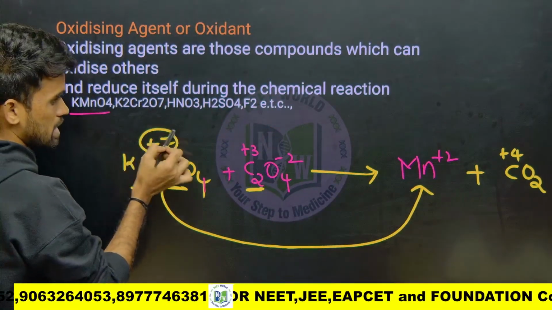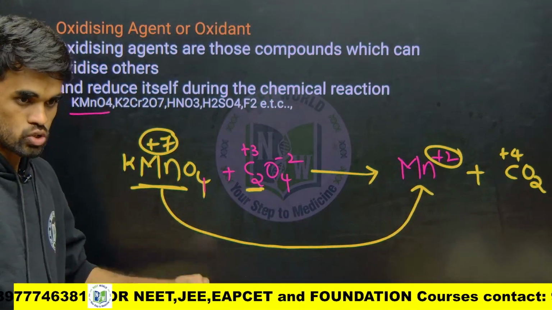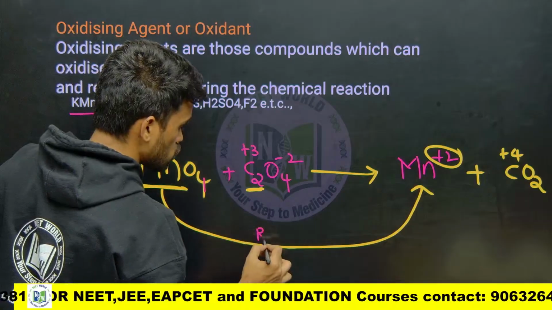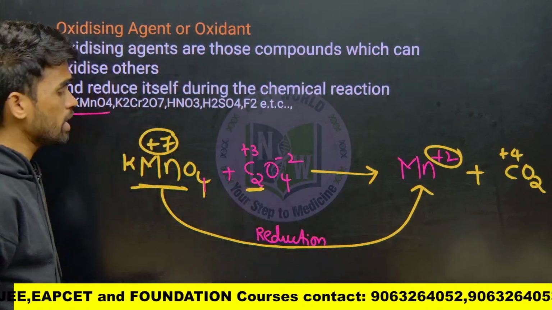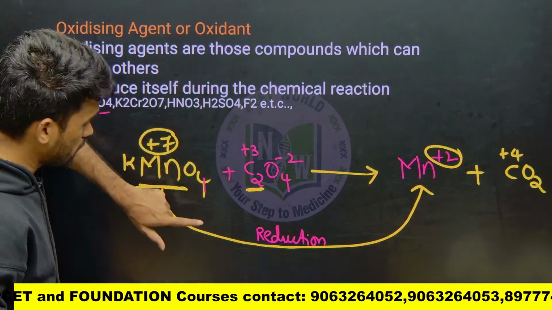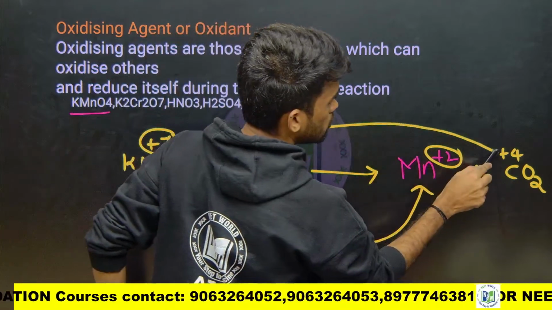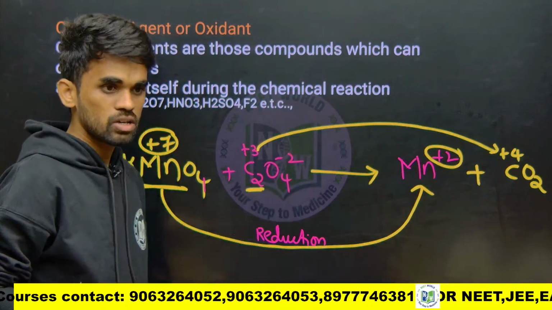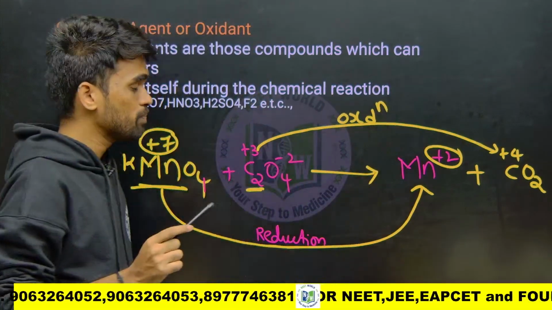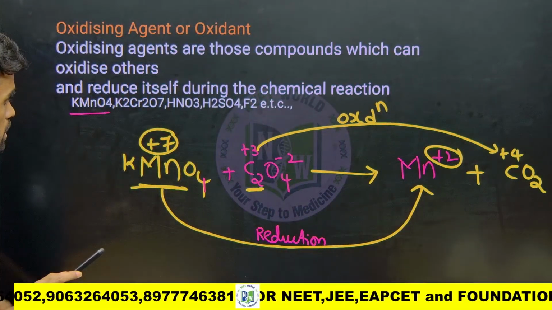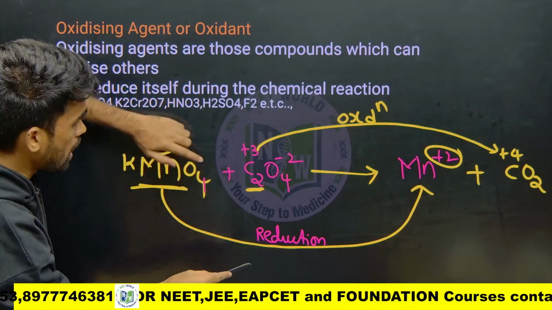Now see, permanganate is a species undergoing what process? Manganese +7 is converting into +2. The oxidation number is decreasing, right? So I can say this is undergoing reduction. Now what about this carbon converting into +4? The number is increasing, right? So which process is this? Oxidation, you can remember.